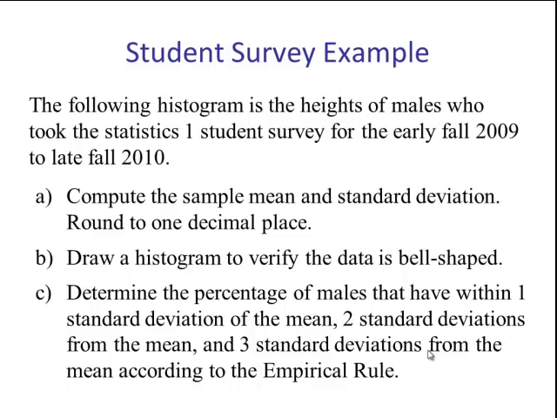Let's look at a student survey example. The following histogram is the heights of males who took the Stats 1 student survey from early fall 2009 to late fall 2010. A. Compute the sample mean and sample standard deviation. Round to one decimal place. B. Draw the histogram to verify its bell shape. And C, determine the percentage of males who are within 1 standard deviation of the mean, 2 standard deviations of the mean, and 3 standard deviations of the mean according to the empirical rule.